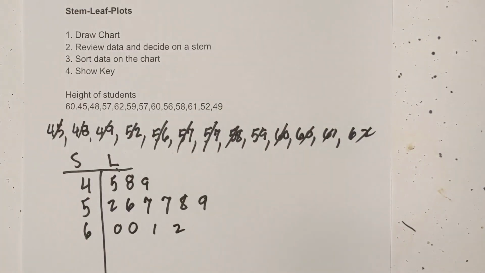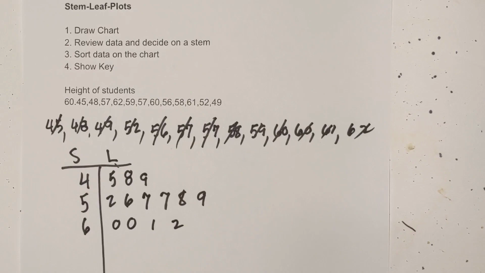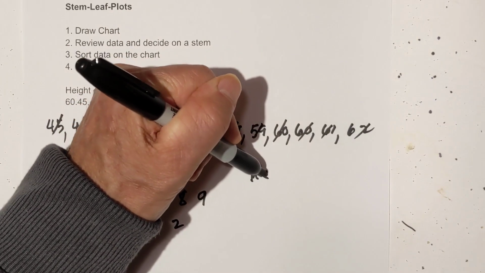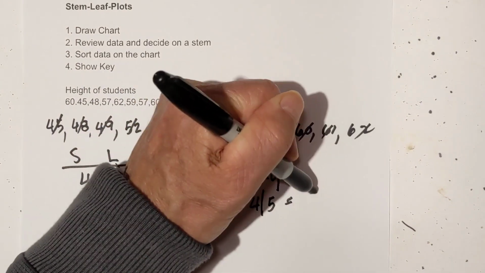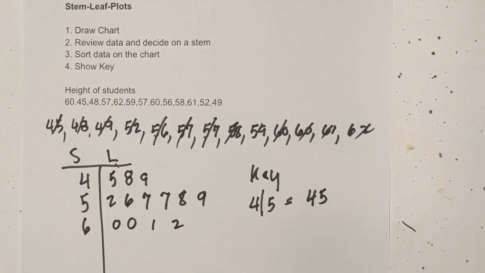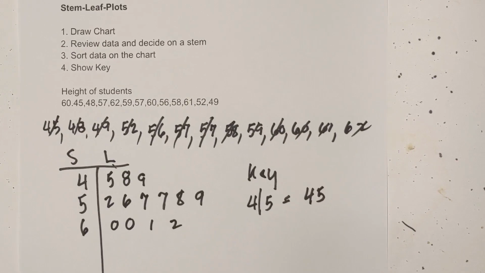So there is my stem and leaf plot, except I don't have the key yet, so I'll just do a key, and why don't we go 4/5 equals 45. So there we go, the basics of a stem and leaf plot.